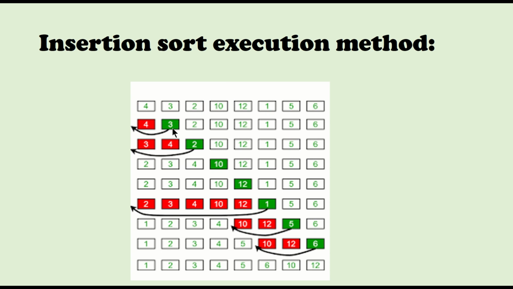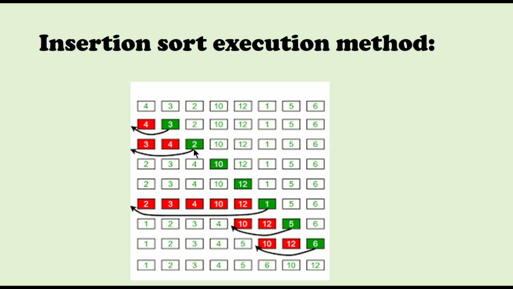So 3, is it in a correct position? No, it is not. We are going to arrange the numbers in ascending order. So 3 should come as the first element. So here I am bringing 3 to the first position. After inserting the element to the correct position, now the list is 3, 4. That is, the first 2 elements are sorted and the rest of the elements are unsorted.